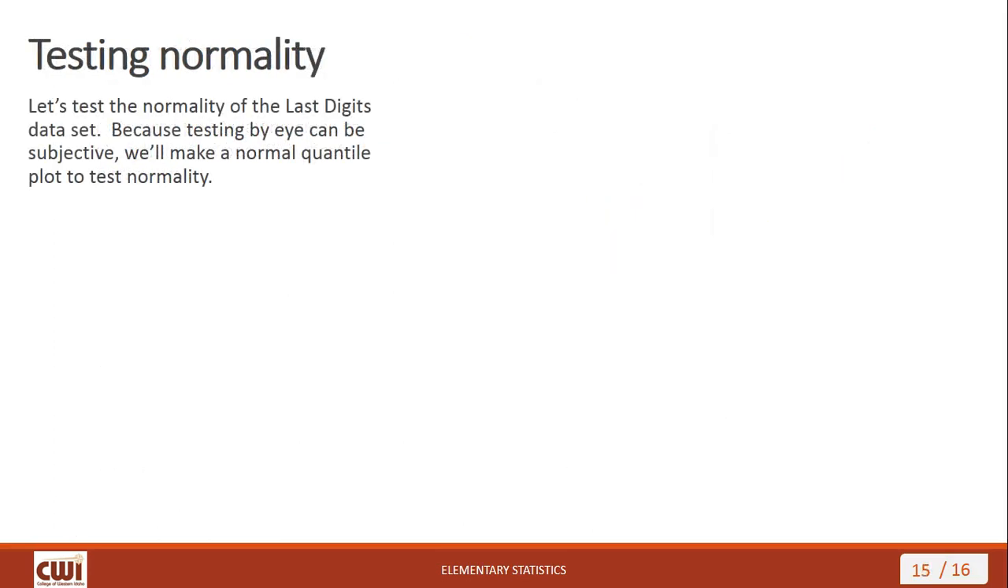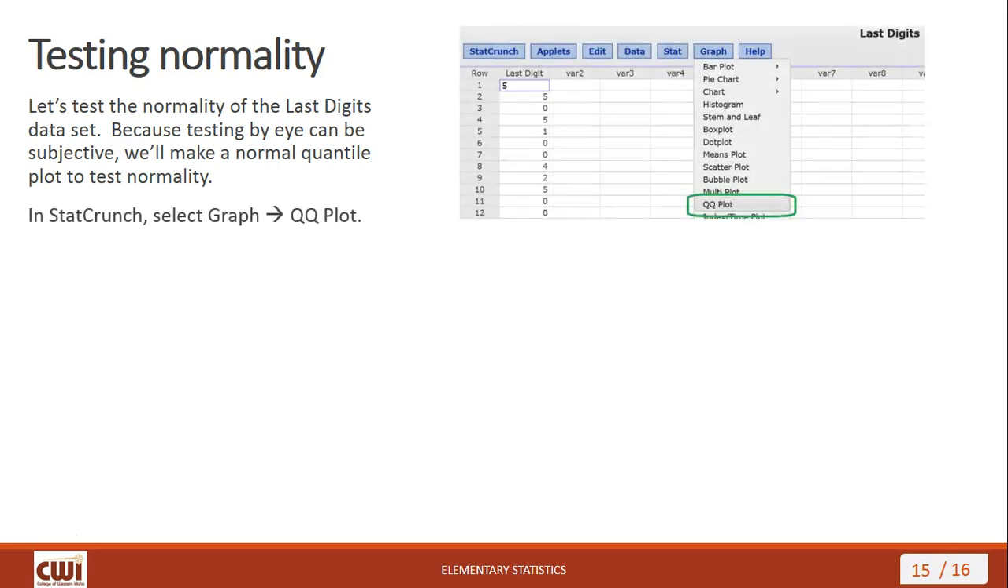So let's test the normality of our last digits data set. And again, looking at the test by the eye is subjective. So we're going to make a normal quantile plot to test normality, and we're going to use StatCrunch to do that. Inside StatCrunch, under Graph, notice that one of the options says QQ plot. The normal quantile plot that we're looking for is a special type of QQ plot. So you're going to select QQ plot from the drop-down menu.